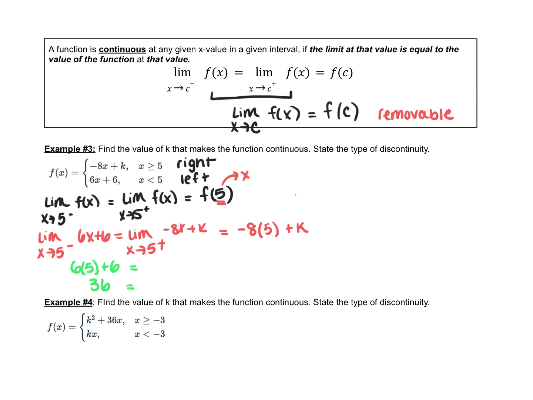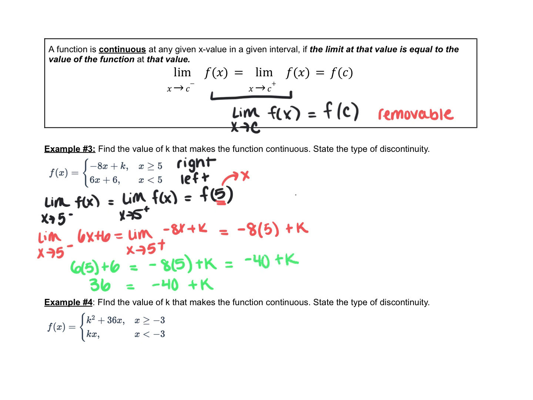Over here, we're going to do -8 times 5, which is -40. And then plus k. And then over here, -8 times 5 is -40, and then plus k.